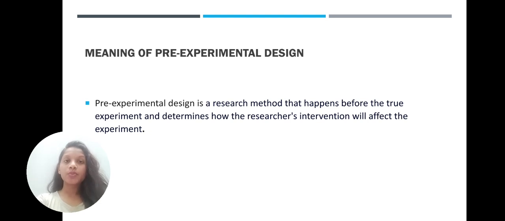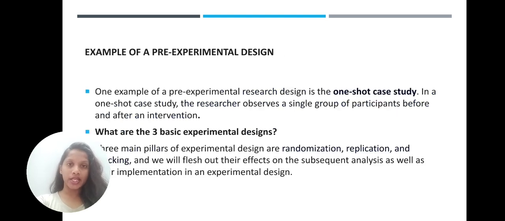pre-experimental design. Pre-experimental design is a research method that happens before the true experiment and determines how the researcher's interventions will affect the experiment. So, this is the meaning of pre experimental design. In the next slide, we'll be seeing the example for the pre experimental design. One example of a pre experimental research design is the one shot case study. In a one shot case study, the researcher observes a single group of participants before and after an intervention. So, this is an example for the pre experimental design.